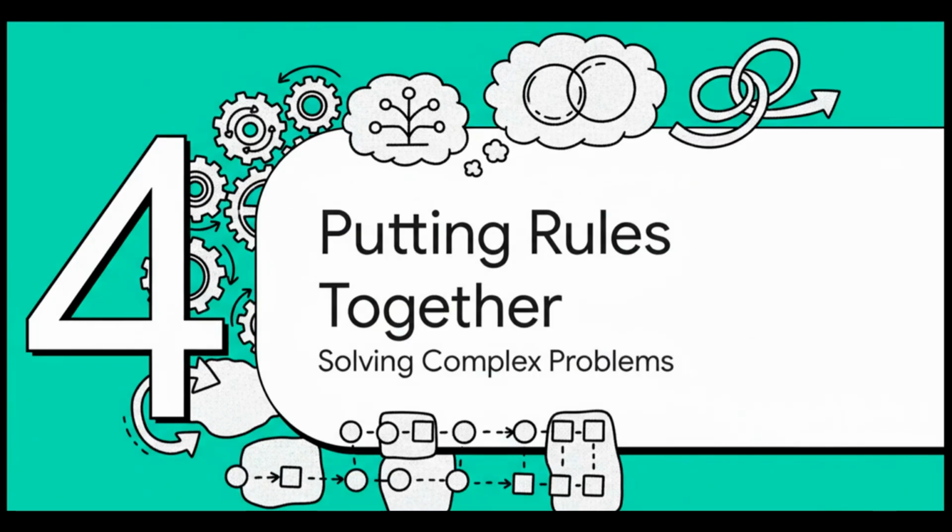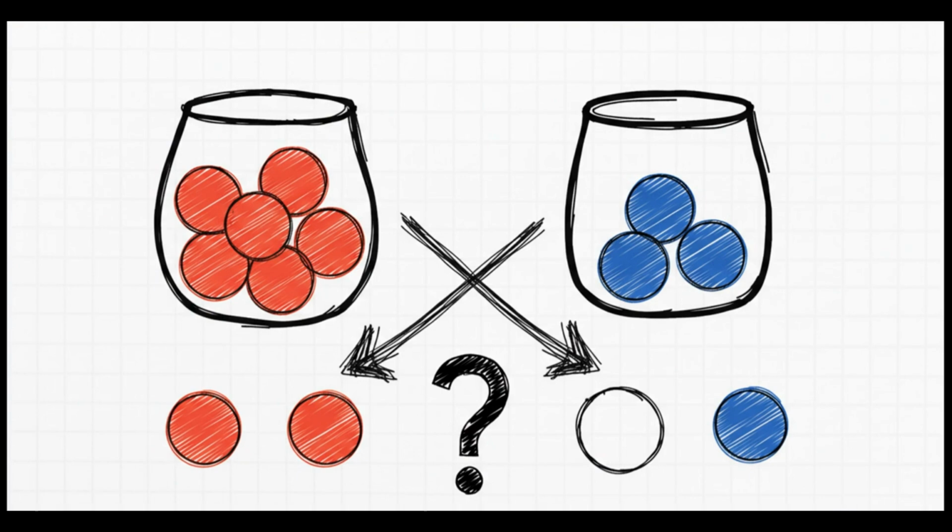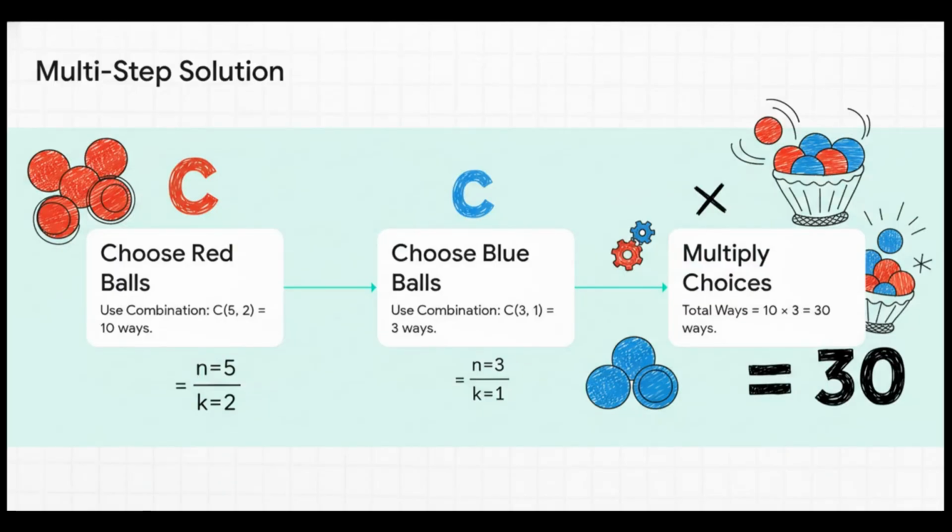Now let's have some fun and see how we can use these two ideas together to solve problems that are a little more complex. All right, here's a classic multi-part problem. We've got 2 different groups, red balls and blue balls, and we need to make selections from each of them. Now notice that keyword choose. Right away, that should tell you we're in the world of combinations. So we just break it down.